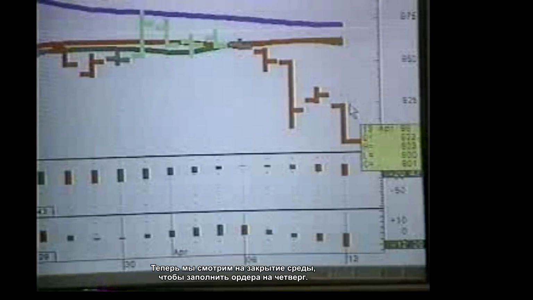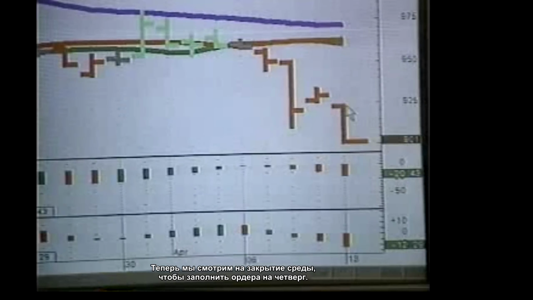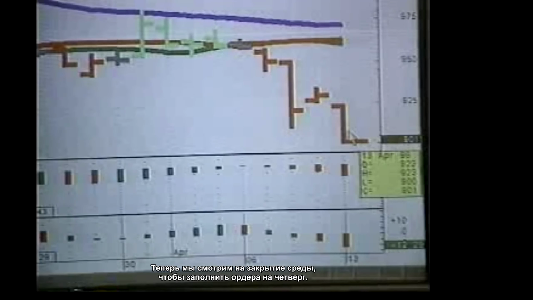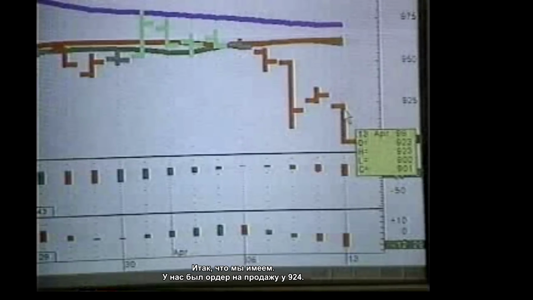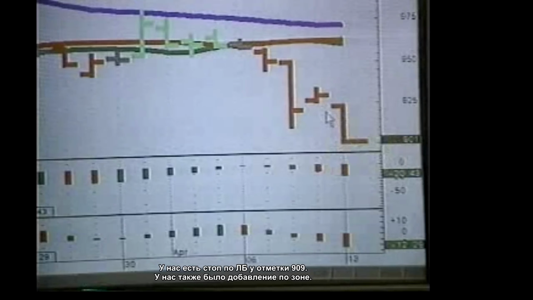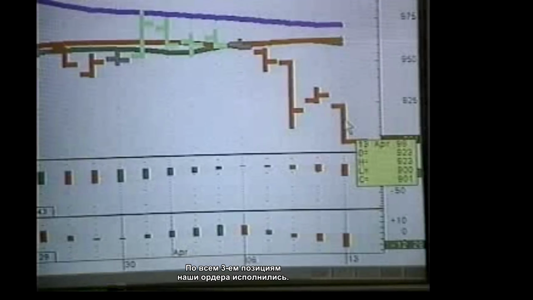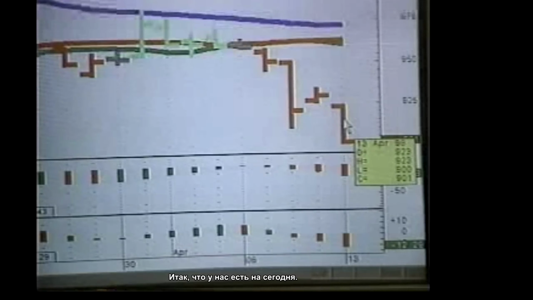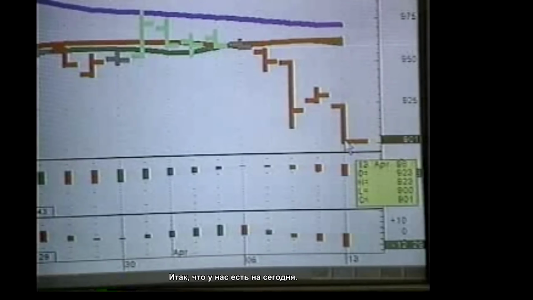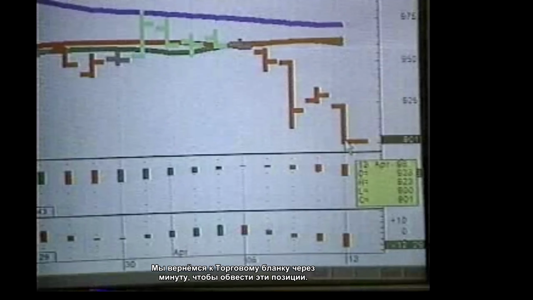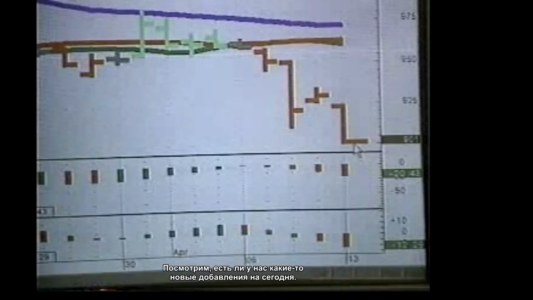Okay, so now we're looking at the close of Wednesday to fill out for Thursday. Let's see what we have here. We had an order in for a sell at 924. We had a balance line at 909. And we also had a zone add-on. Looks like we got filled in all 3 of our positions. So let's see what we have for today. We'll go back to the trading partner in just a moment and circle those to let you know that we have taken those positions. But let's look and see if we have any new add-ons for today.